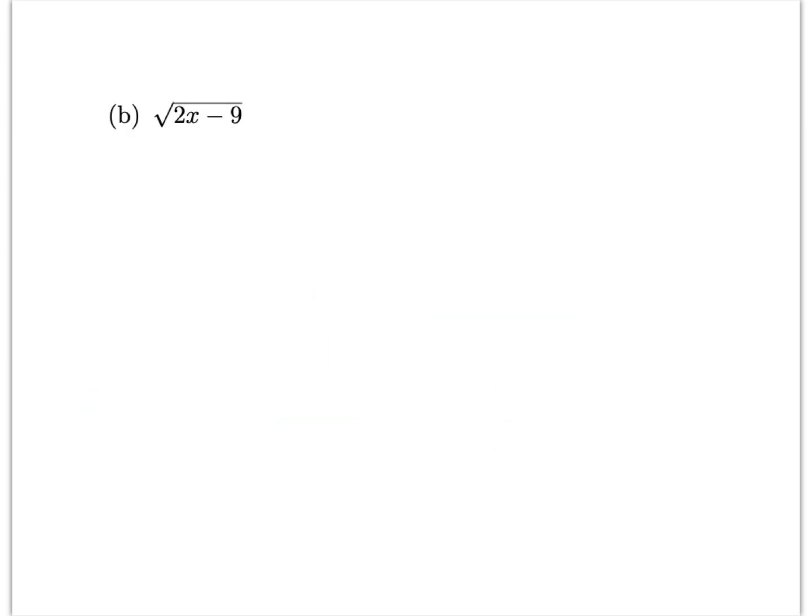Okay, I want to take the derivative of the square root of 2x minus 9. So I am going to think of that as the square root of some stuff, or alternatively, some stuff to the 1/2 power. So if I want to take the derivative of that, some stuff to the 1/2. So the inside is what I labeled stuff. And now I'm going to apply the power rule to the stuff.